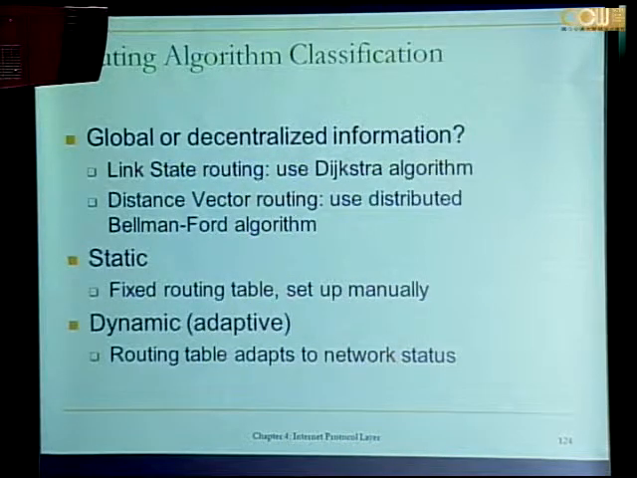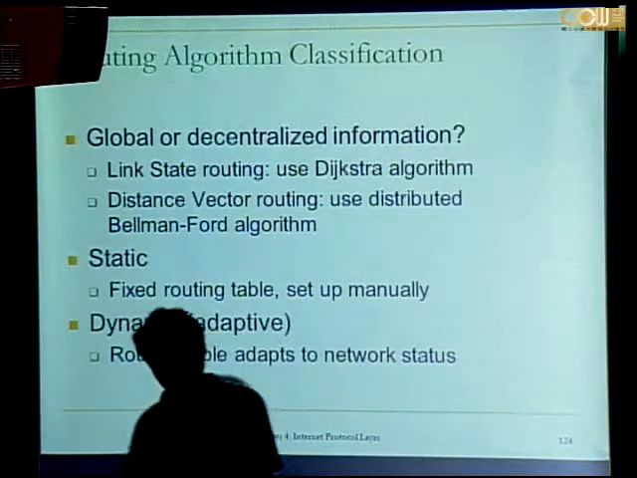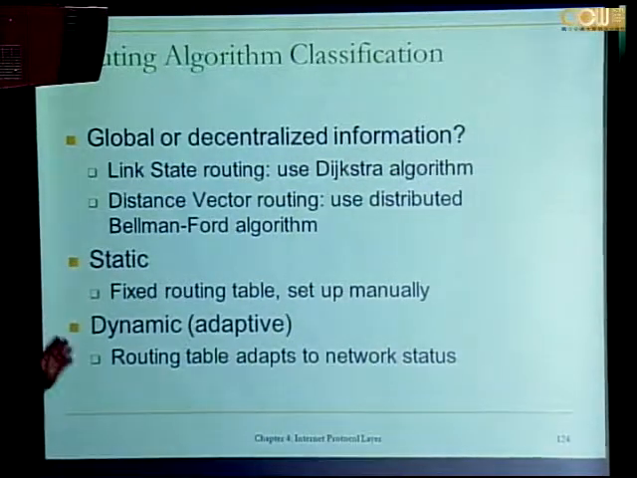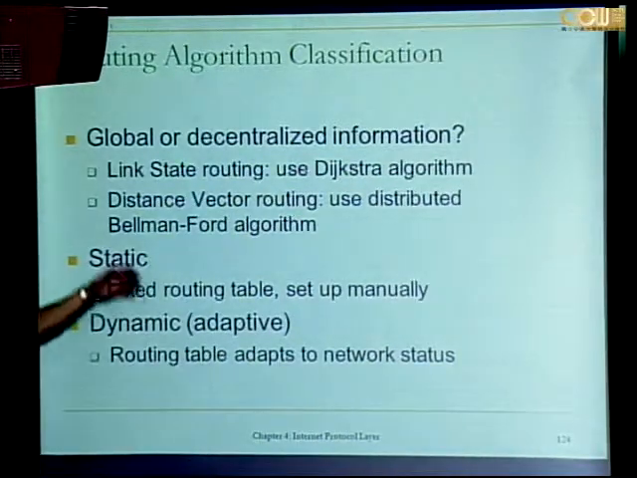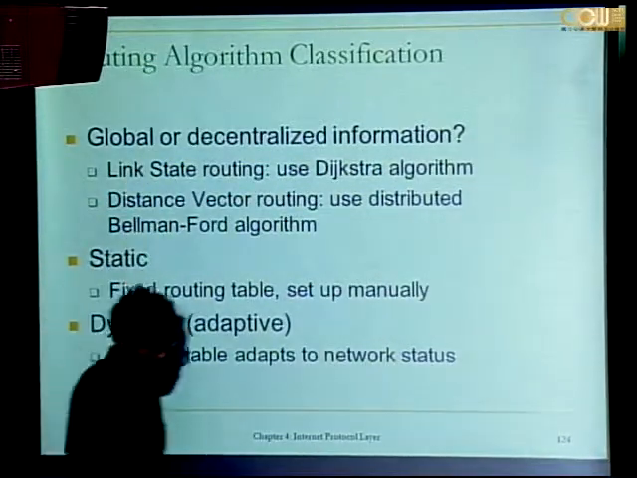Once computed, once configured, it's fixed. Dynamic means that the routing table would adapt to the network status. And of course, we want to be dynamic because the network condition changes. So when there's a congestion, I might want to change the route. So the routing table needs to be dynamic. So we would not consider static, of course. This is ruled out. It's got to be dynamic. But for the information you use, it could be global or decentralized.